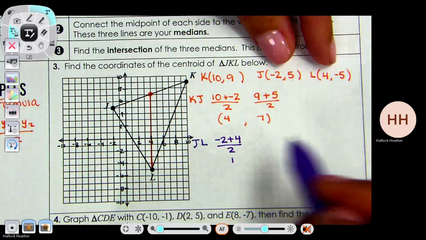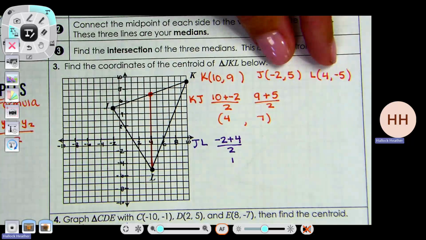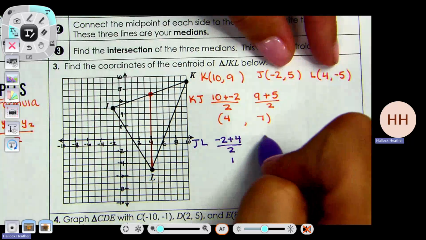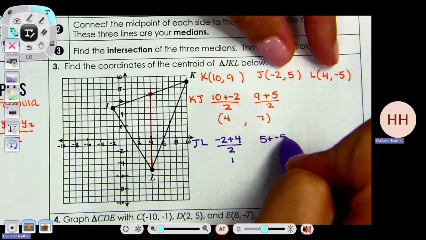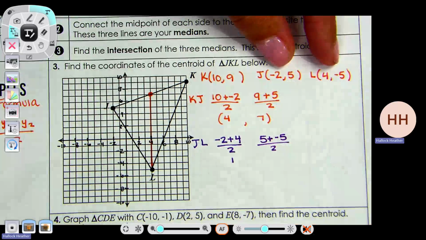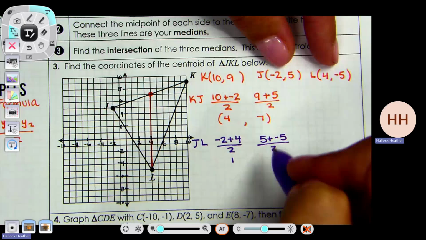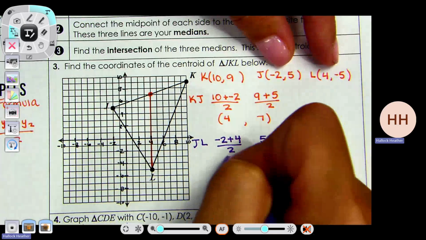We're going to do the same thing for the y's. We're taking the y's and adding them together. So what are my two y values? 5 and -5, which is 0. 0 divided by 2 is 0. So this is what I mean, you can literally just do this in the calculator.